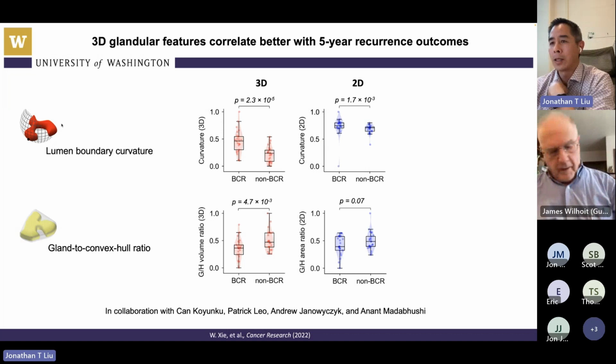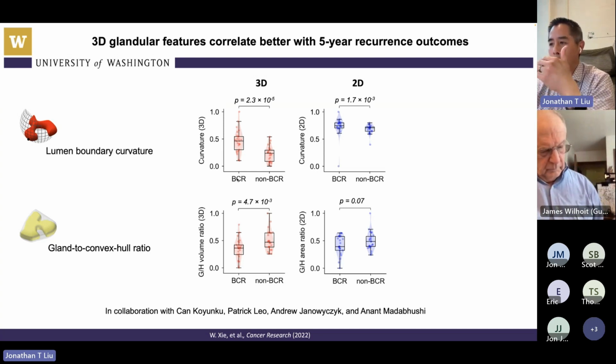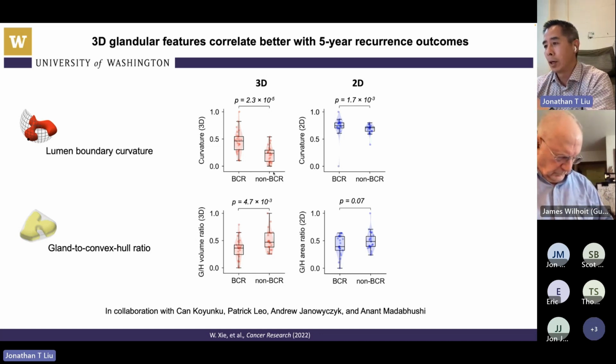This is a pretty busy plot, but basically it's showing that with different parameters, for example, the curvature of the glands or the waviness of the gland walls, that's this gland to convex hull ratio, we can start to look at the performance of 3D versus 2D. With 3D here, BCR stands for the aggressive cases where they had biochemical recurrence of the cancer within 5 years. And the non-BCR were the patients that didn't have recurrence within 5 years. Here you can see in general, the curvature of the glands is higher for the patients that had recurrence.